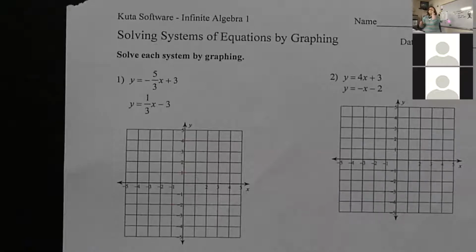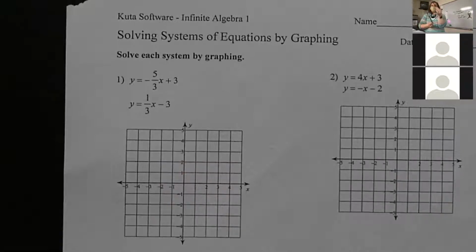Now, if I draw a line this way and I draw a line this way, okay, do you see how they're intersecting? That's their solution. Where they intersect is the solution. Because if I put that x comma y coordinate in, it would work in both equations and they would both be true. Okay, so where they intersect is the solution.